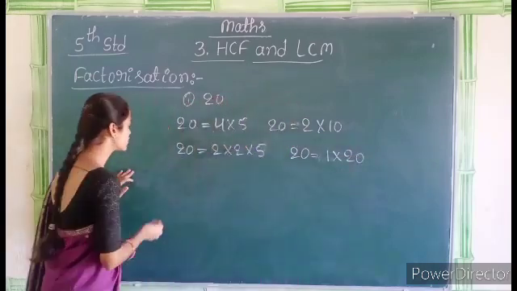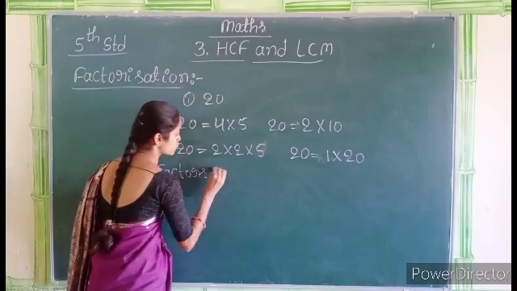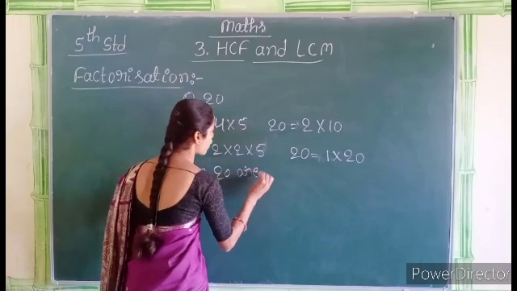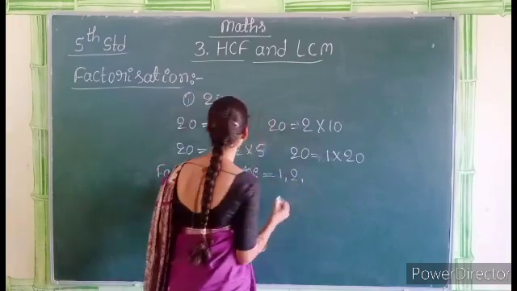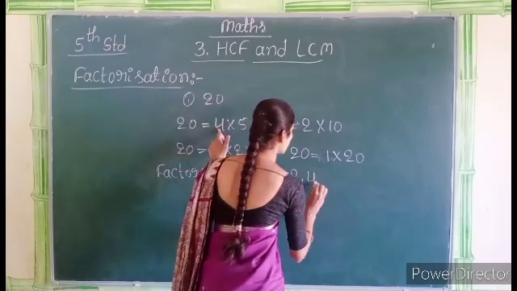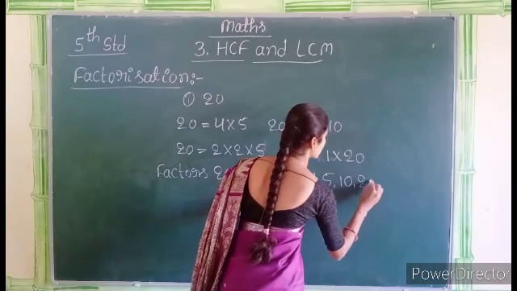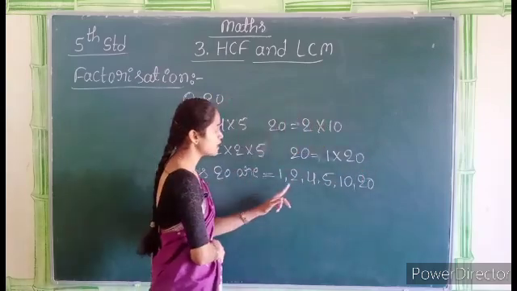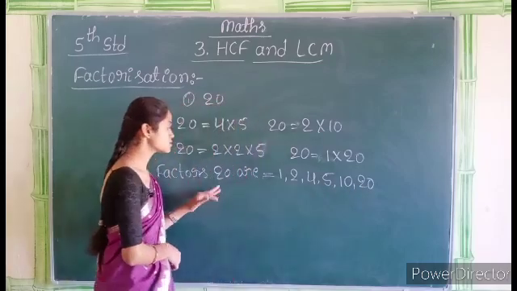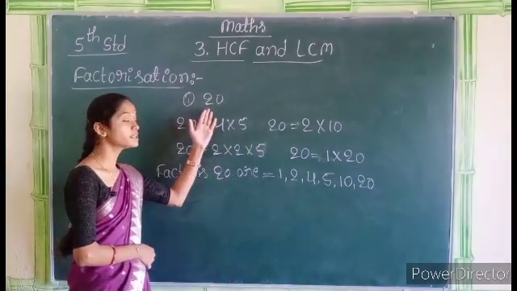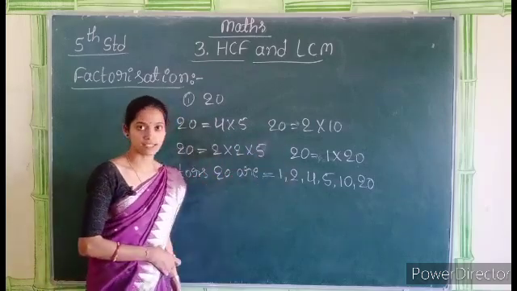Okay, and here factors of 20 are 1, then 2, 4, 5, then 10, then 20. 1, 2, 4, 5, 10 and 20 are the factors of 20. And here 20 is factorized in 4 different ways, right?